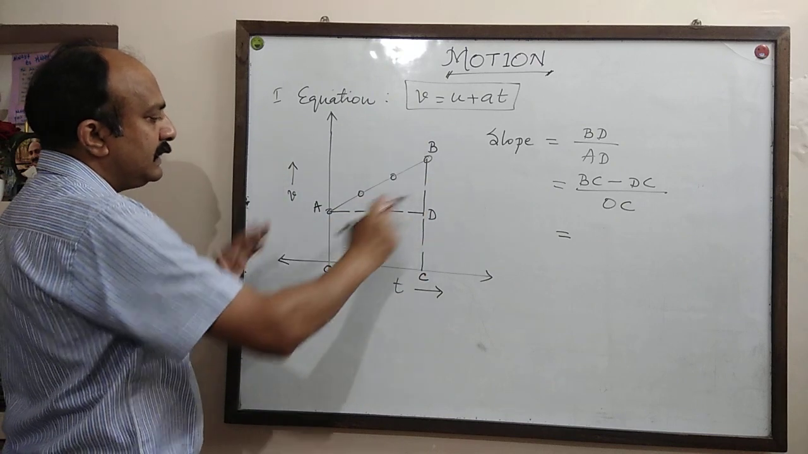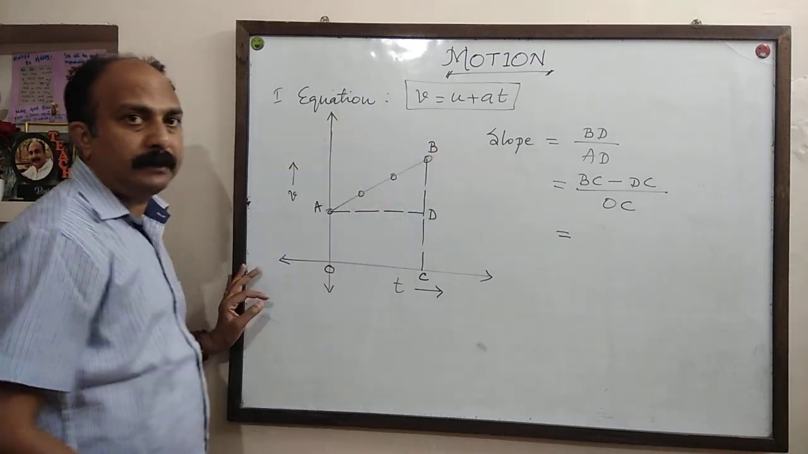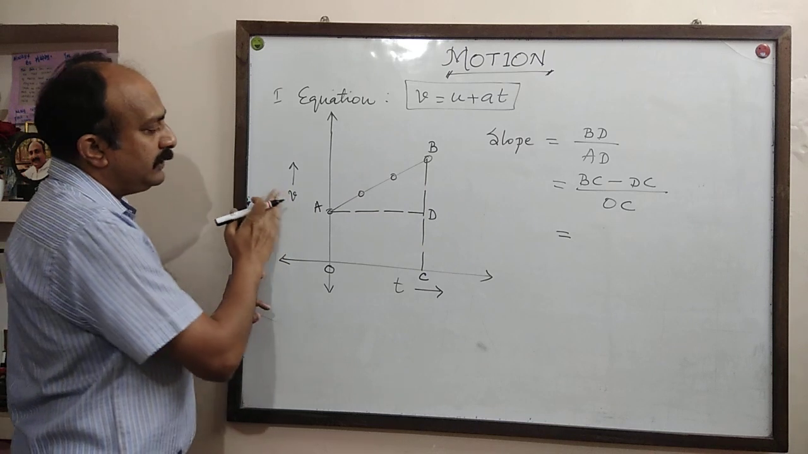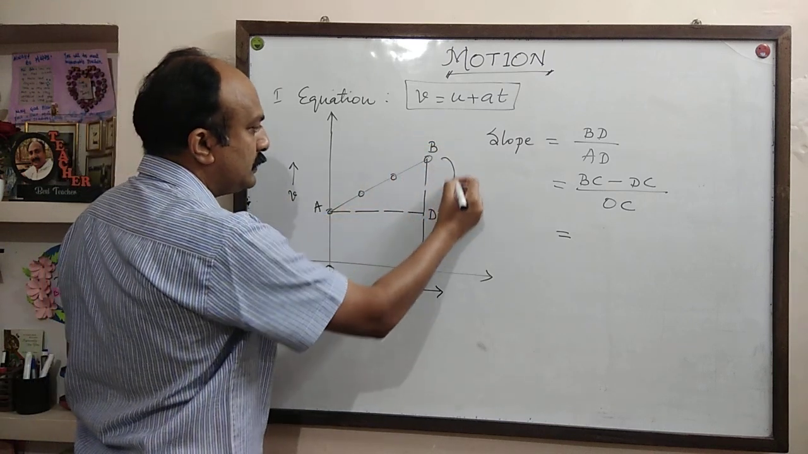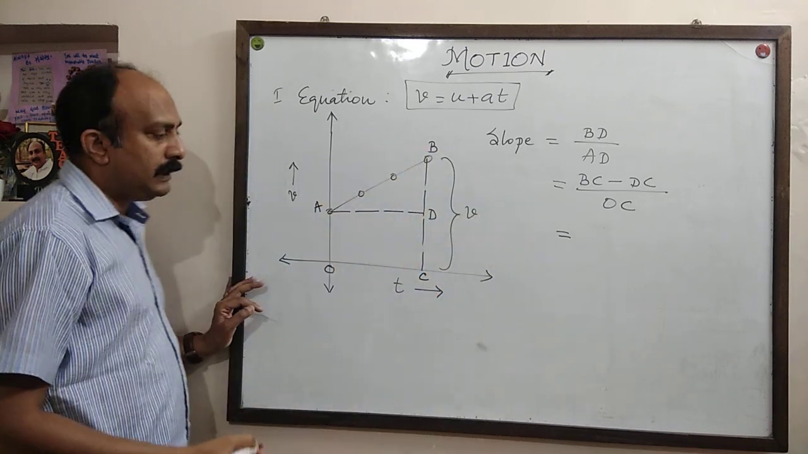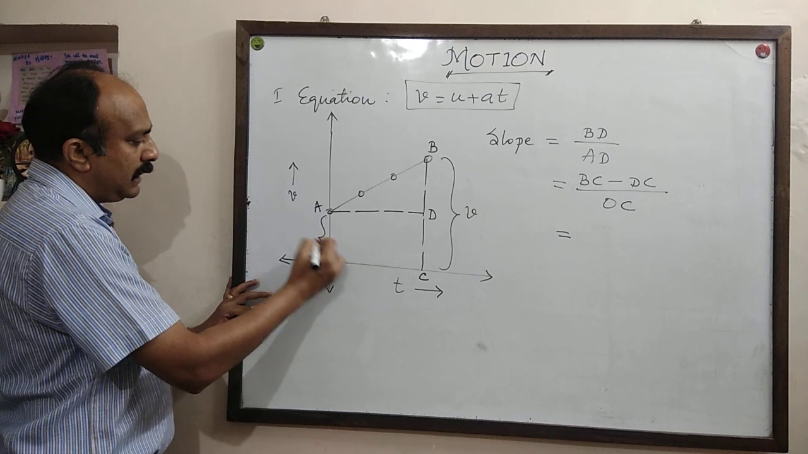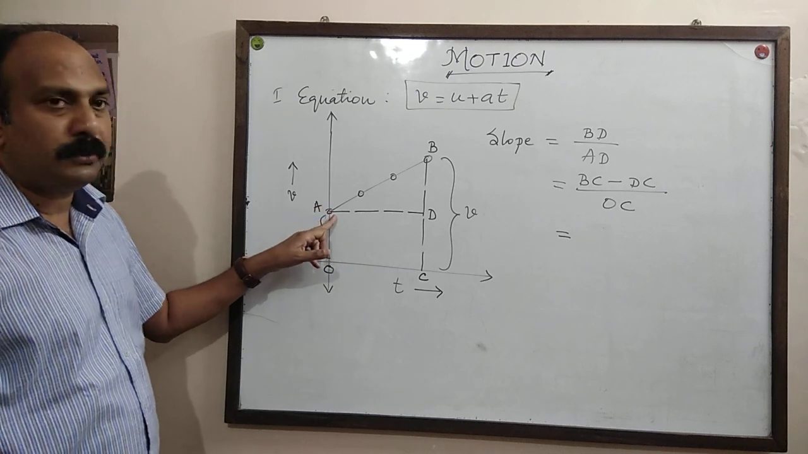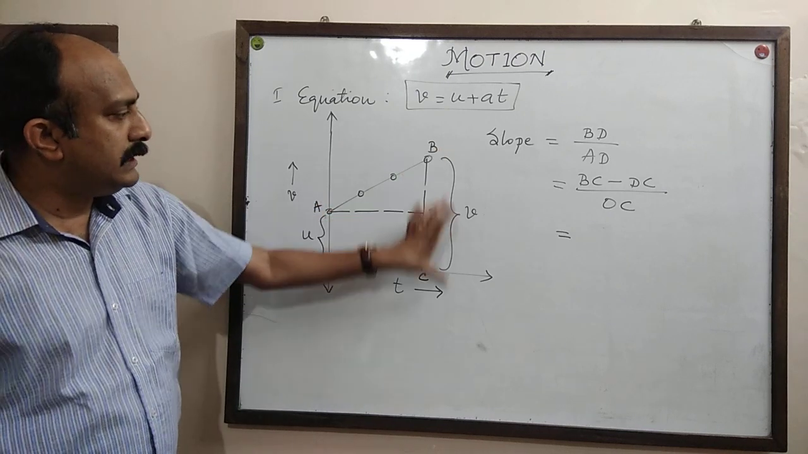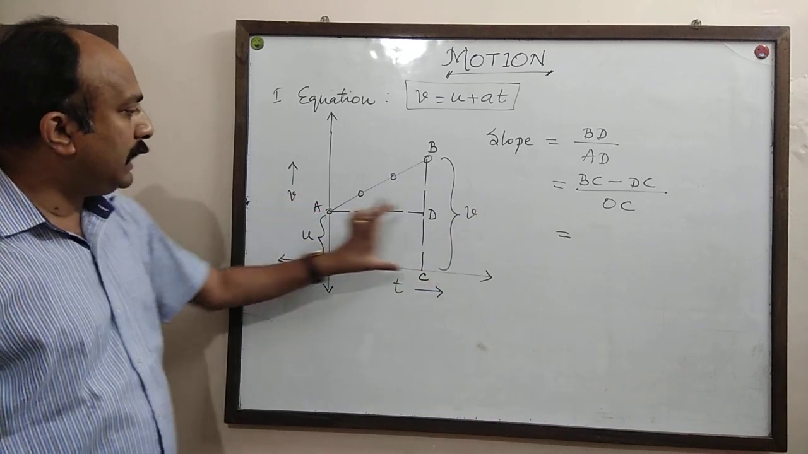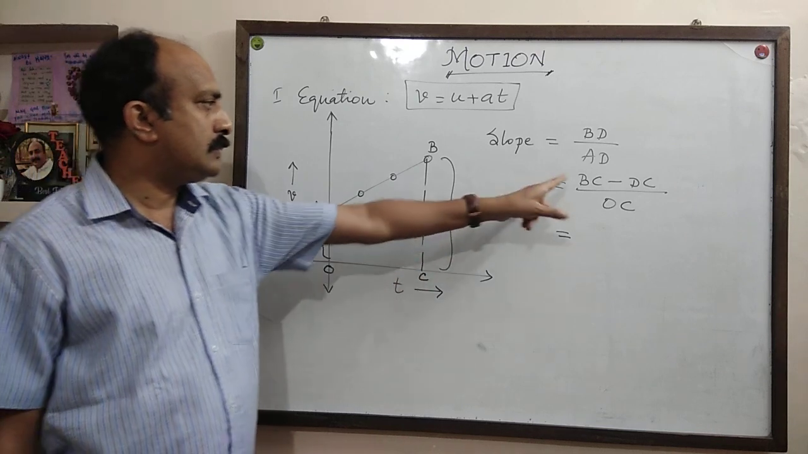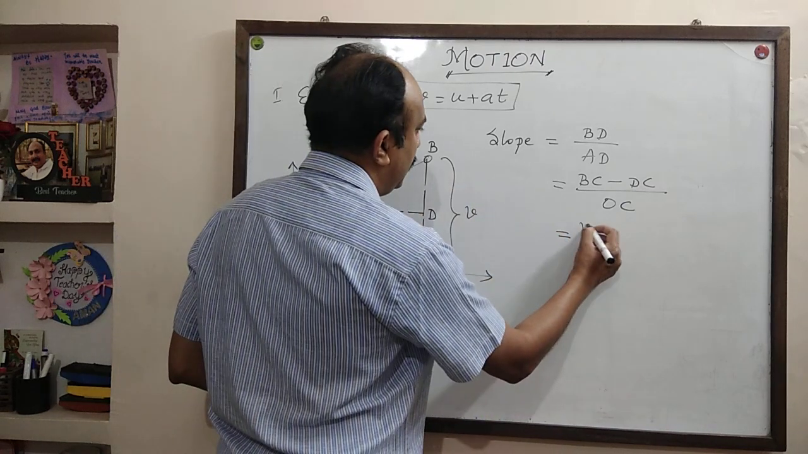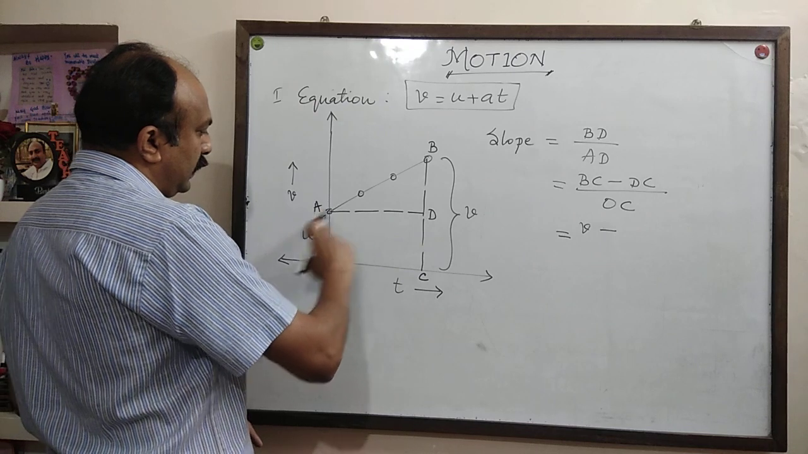Now what is BC? This is the final velocity of the body, because this body is starting from A and has reached B. At B, what is the velocity of the body? This is the final velocity. So BC is the final velocity V, and this body has initial velocity U. When we started watching the body, this body was already in motion. So this is the initial velocity and this is the final velocity. Now OA and DC are equal, both are U. So coming to substitute the values, BC minus DC means BC is V and DC equal to OA equal to U.